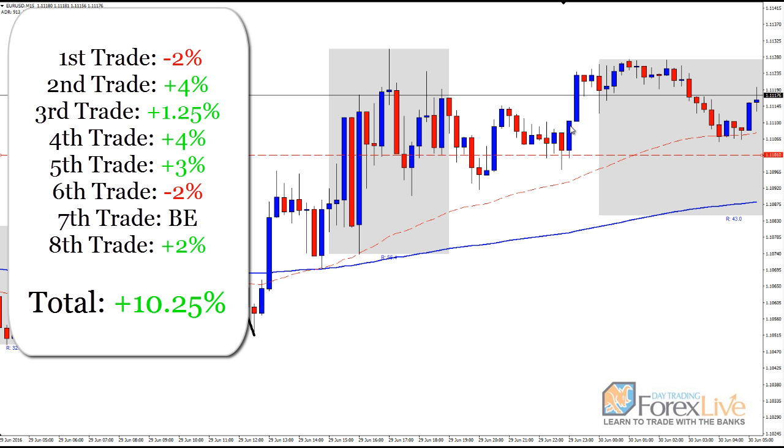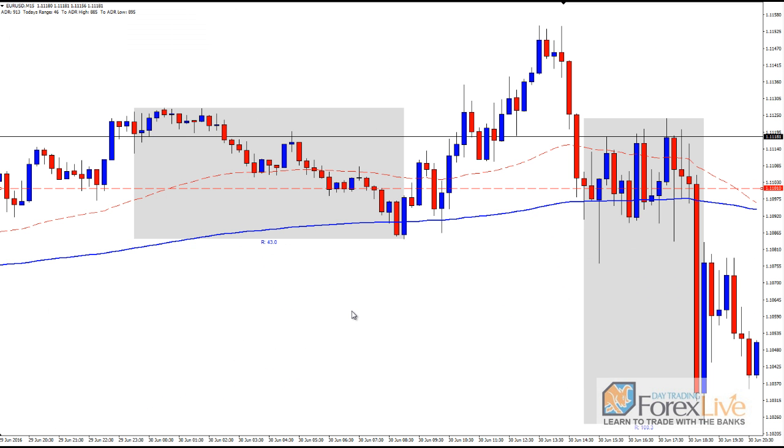And then we have 2 more trades to close out the month on the 30th. The next trade was on the 30th, and it was a euro short from 1.1127. Again, a euro short from 1.1127.